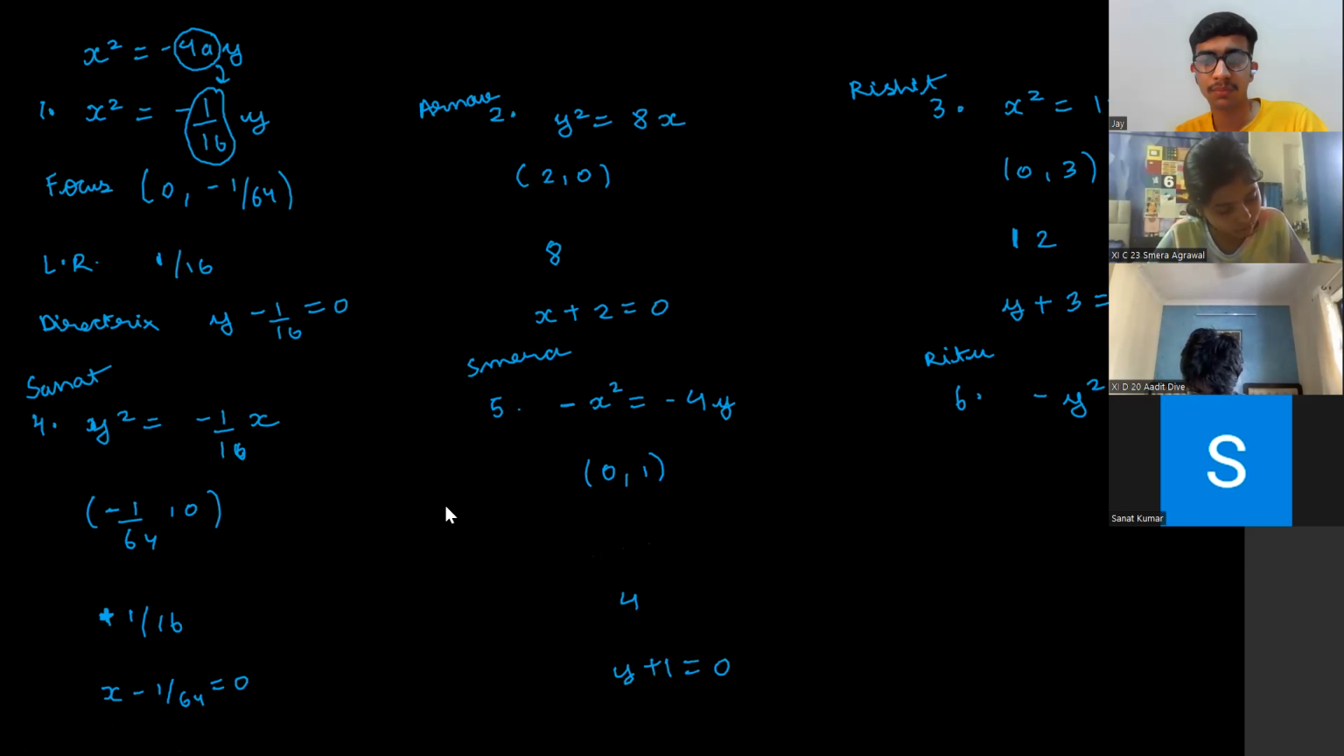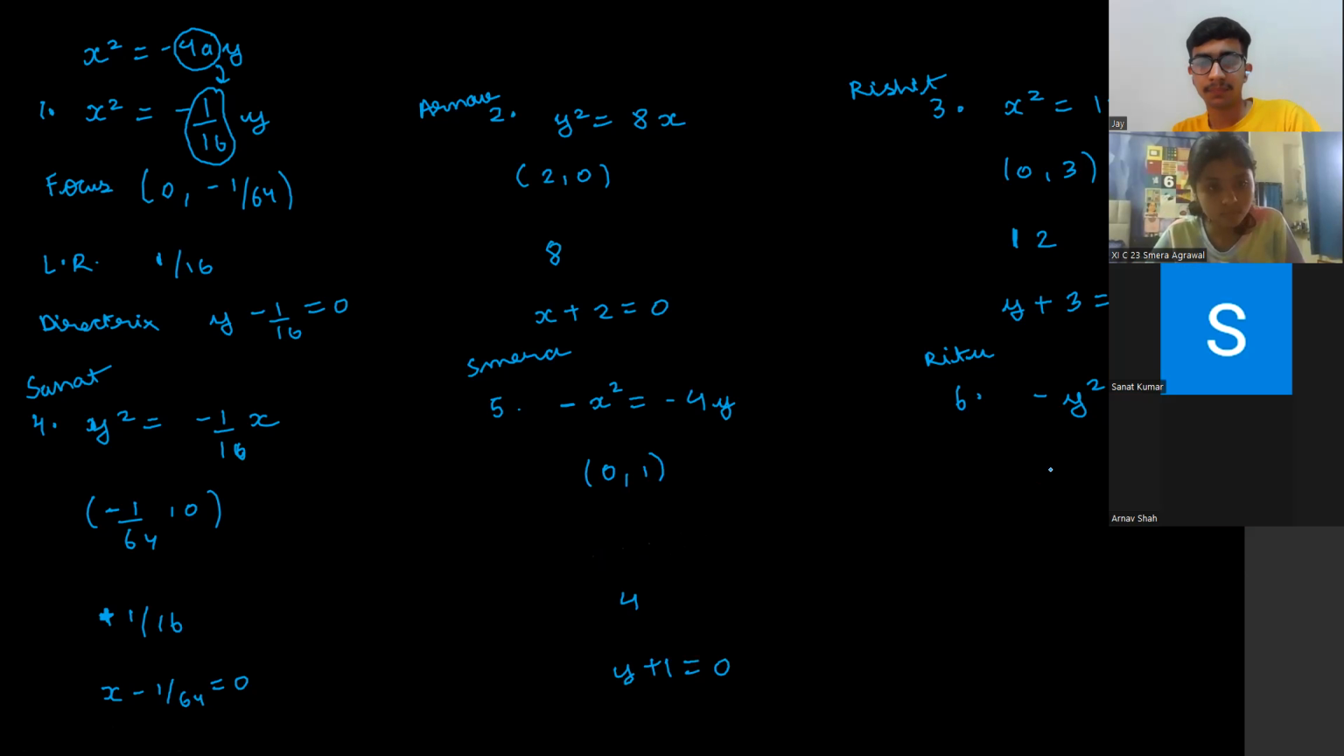All right, Ritu. Focus is equal to minus 1 comma 0. Directrix is x minus 1 is equal to 0. And latus rectum is 4. Okay. Yes, Sanskriti. Focus is.